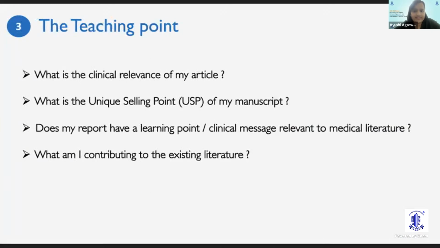But before you begin writing, ask yourself these questions. What is the clinical relevance of my article? What is the unique selling point of my manuscript? Does my report have a learning point or a clinical message that is relevant to medical literature? And am I contributing anything to the existing literature? If any of this is a yes, please go ahead.